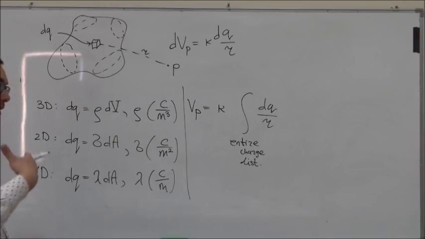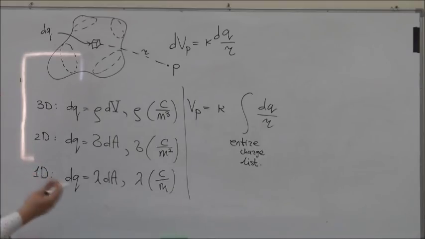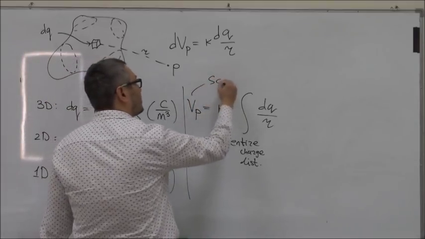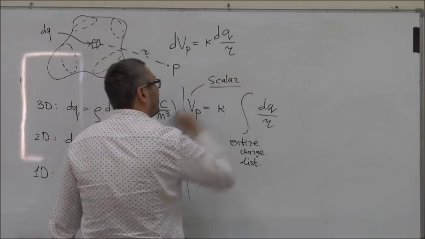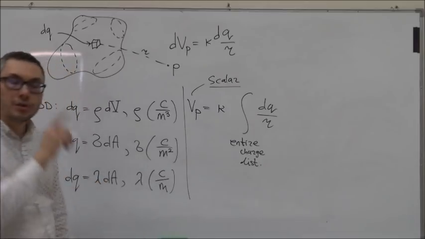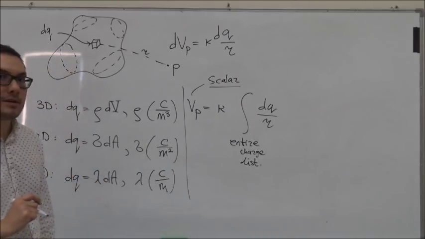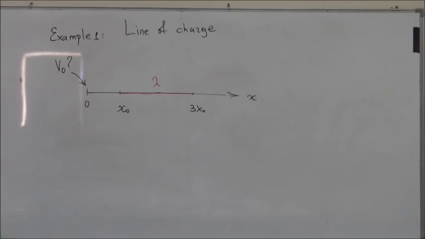Just as we did in the problems with electric field due to a continuous charge distribution. However, finding electric potential is actually much easier than finding the electric field due to a continuous charge distribution, because electric potential is a scalar. This is a scalar value, and so you don't need to worry about any directions here. So that's an advantage. So let's look at some examples.